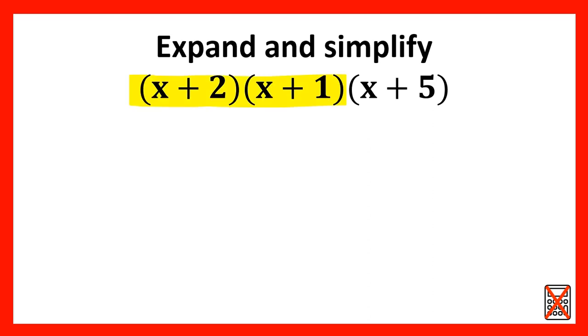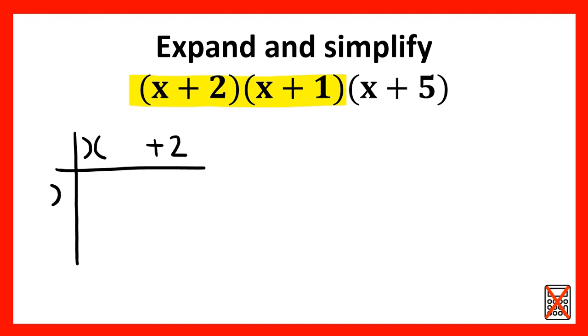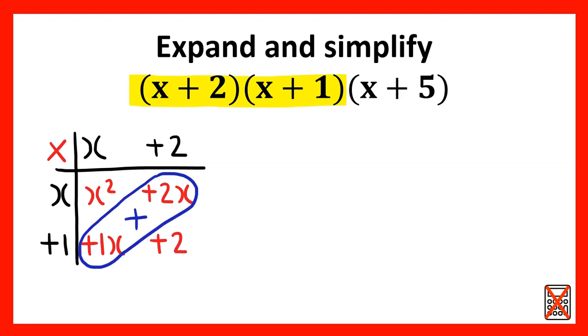So I'm going to start by multiplying the first two brackets together. I'll do this using the grid method. Across the top, I'll break the first bracket up into x and positive 2, and across the side, I'll break the second bracket up into x and positive 1. Multiplying these together, x multiplied by x is x squared, x multiplied by positive 2 is positive 2x, 1 multiplied by x is plus 1x, and positive 1 times positive 2 is positive 2. Simplify by collecting like terms, and I get x squared plus 3x plus 2 from expanding the first two brackets.